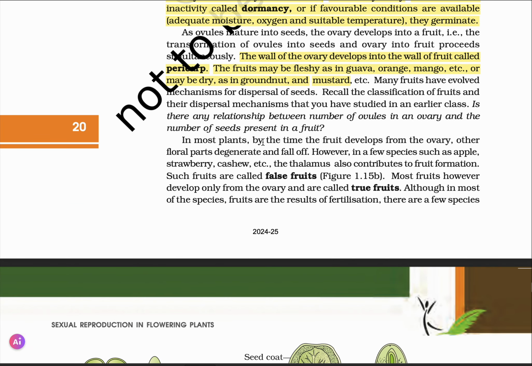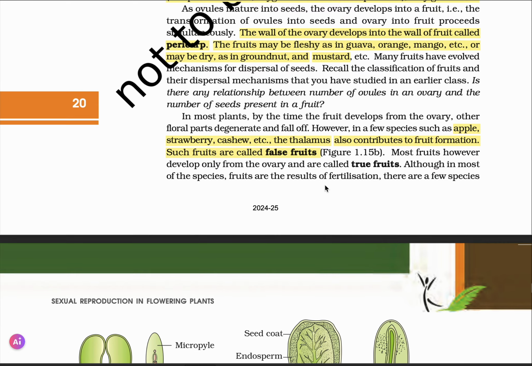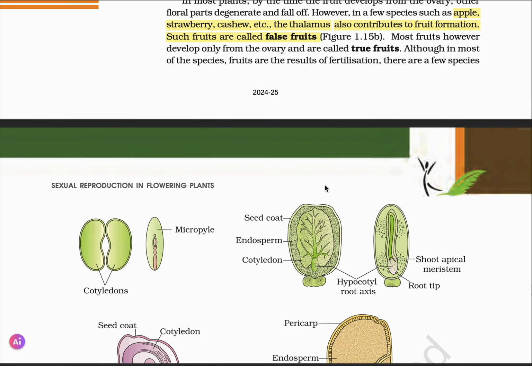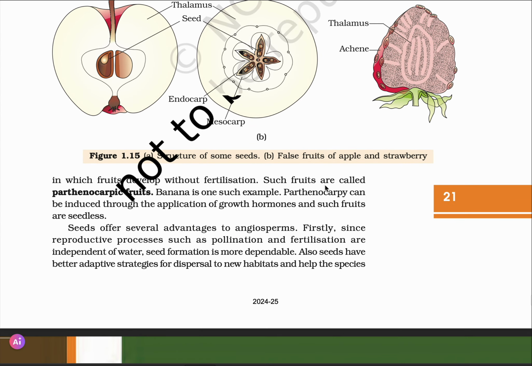In most plants, by the time the fruit develops from the ovary, other floral parts degenerate and fall off. But in some species, as in apple, strawberry, cashew, etc., the thalamus also contributes to the formation of the fruit, and these are called false fruits. Most fruits, however, develop only from the ovary and are called true fruits. Although in most species fruits are the result of fertilization, there are a few species in which fruit develops without fertilization, and these are called parthenocarpic fruits. Banana and tomato are such examples, and they are seedless.